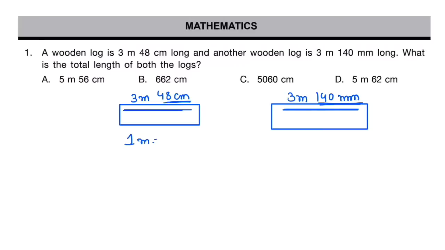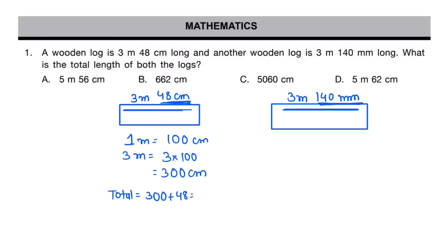1 meter is equal to 100 centimeter. So 3 meter is equal to 3 into 100, that is 300 centimeter. And 48 centimeter is already in centimeter, so we will add it. So total length of this log is 300 plus 48, that is 348 centimeter.